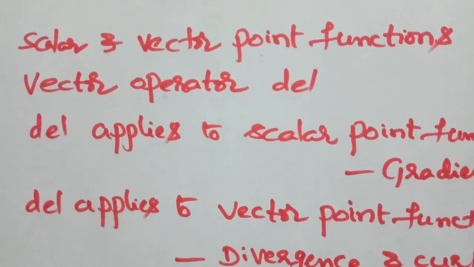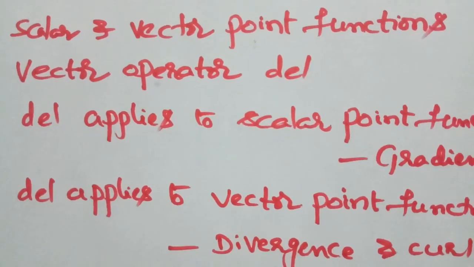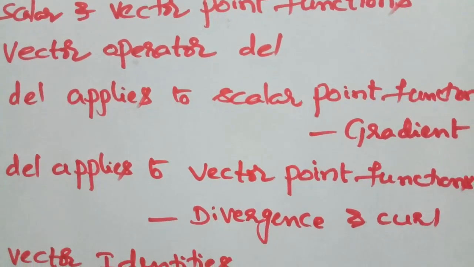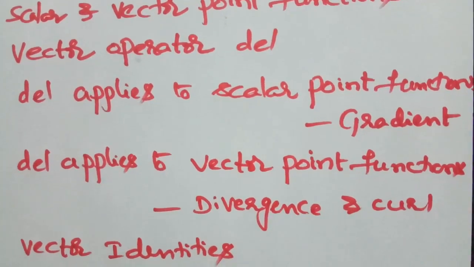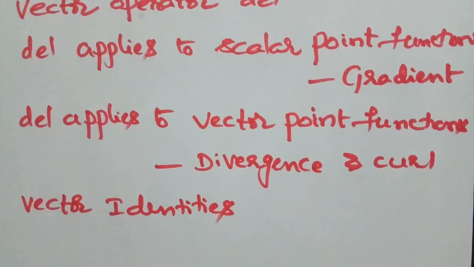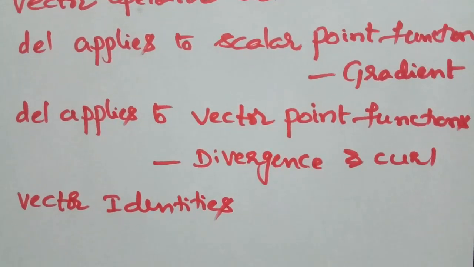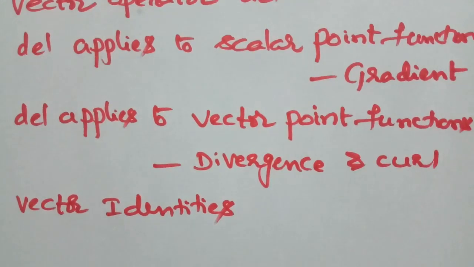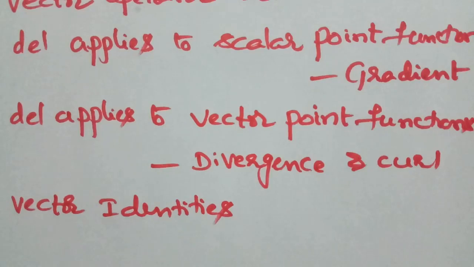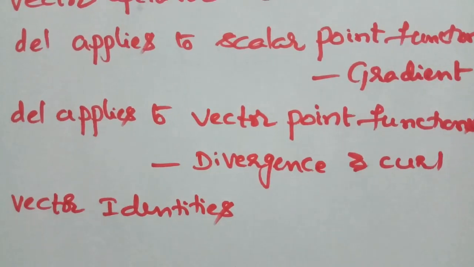These are the topics in the vector differentiation chapter. So we have to discuss scalar and vector point functions and vector differential operator del, and del applies to the scalar point function also, that is a gradient. So del also applies to vector point functions. In this topic we have to discuss divergence and curl, and finally vector identities. There are some vector identities which will be useful to solve certain kind of problems. These are the topics in the vector differentiation.